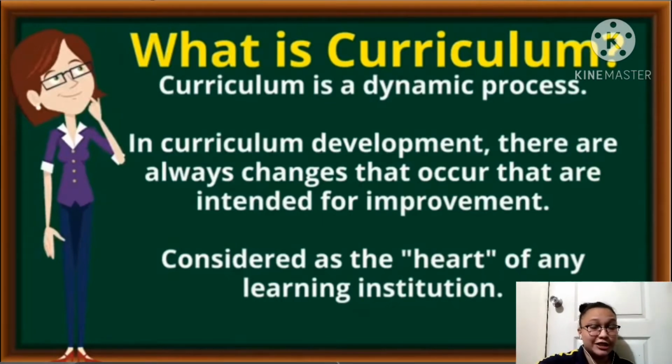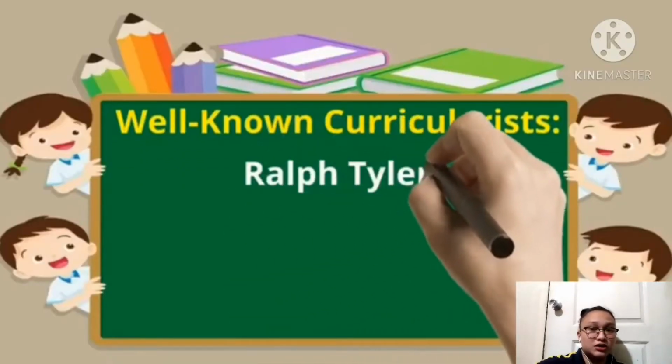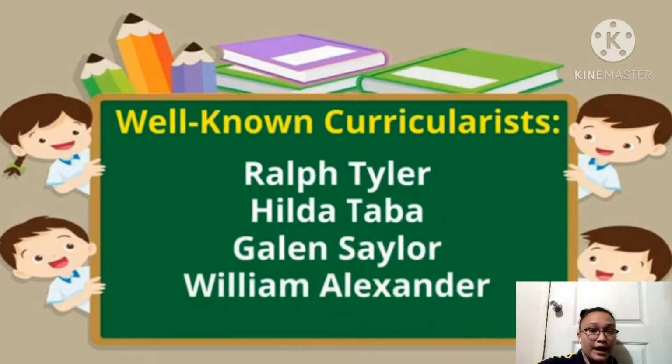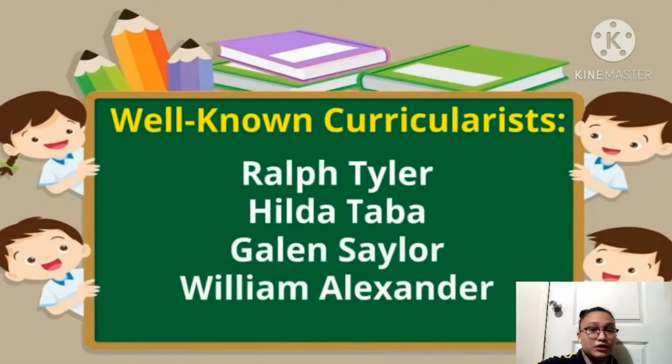Because curriculum is considered the heart of any learning institution, which means that schools or universities cannot exist without curriculum. With its importance in formal education, the curriculum has become a dynamic process due to the changes that occur in our society. To do this, there are models presented to us from well-known curricularists like Ralph Tyler, Hilda Taba, Galen Saylor, and William Alexander, which would help to clarify the process of curriculum development.